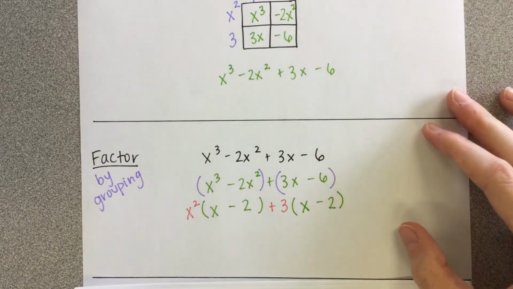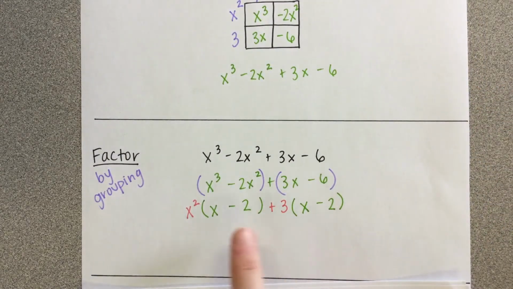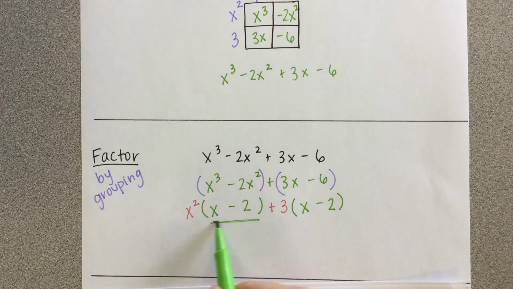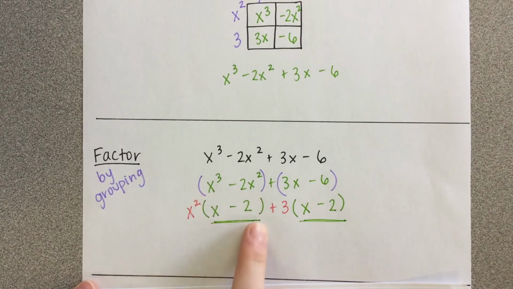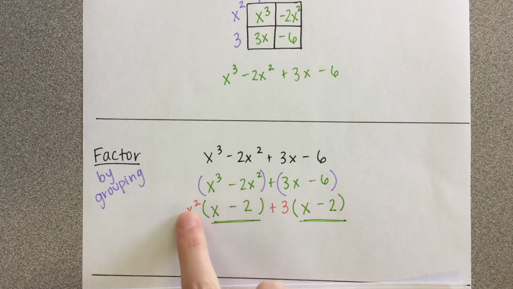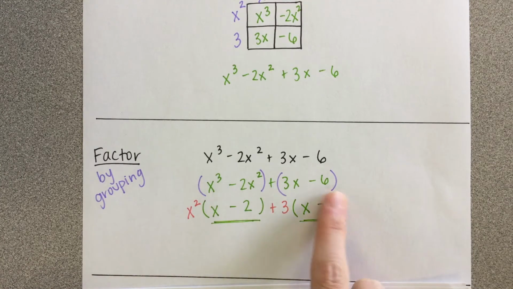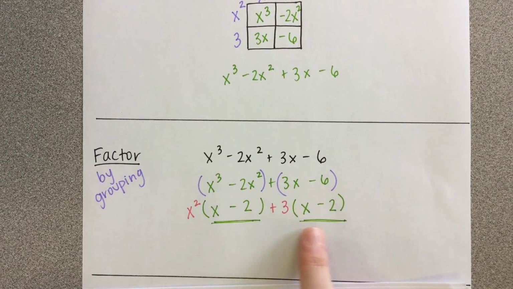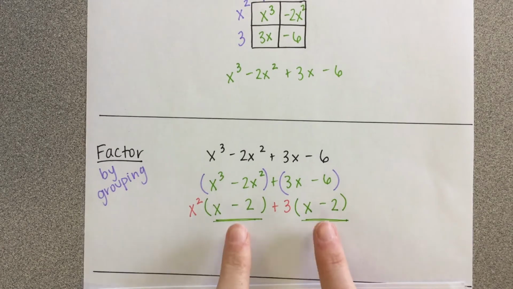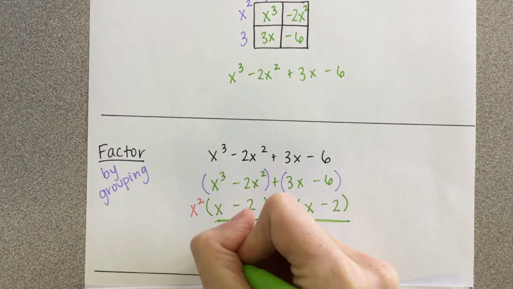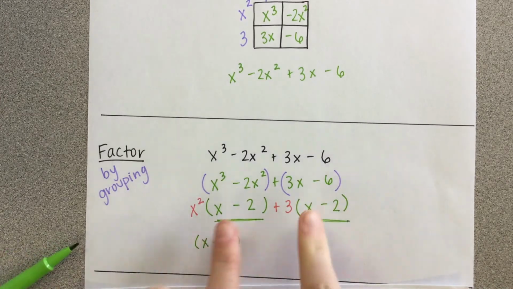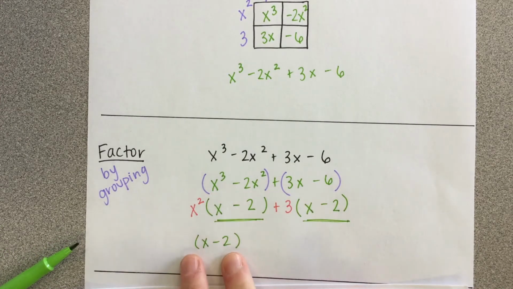All right, so now looking at what we've got here, notice that this set of parentheses, x minus 2, is the same as that. So what this is showing us is that this right here has a factor of x minus 2. And all of this right here also has a factor of x minus 2. So what I can do is factor out this common factor of x minus 2. So I'm going to factor that out, x minus 2. So it's like I'm factoring this out of both of these.